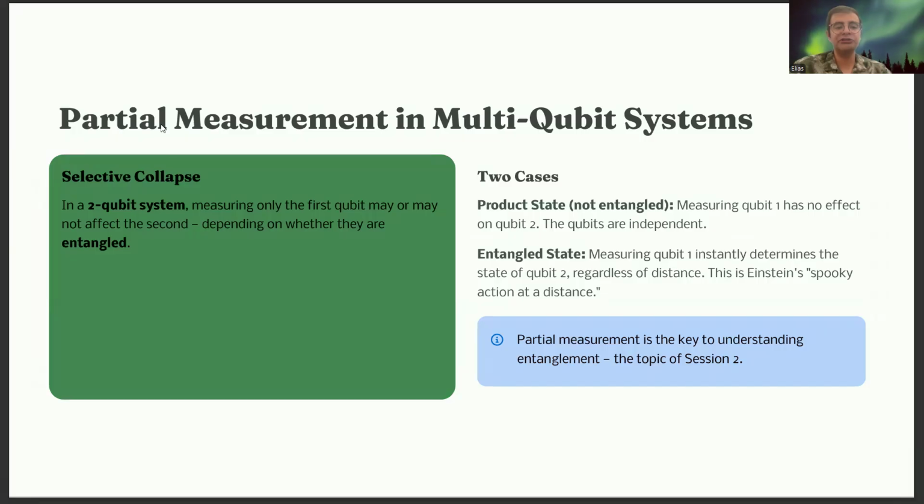And we also have partial measurement. We have two cases here. If they are in a product state, which means the two qubits are not entangled, measuring qubit 1 will not affect qubit 2. But if they are entangled, measuring qubit 1 will immediately determine the state of qubit 2 as well. And this is what Einstein called spooky action at a distance. Because regardless of how far two qubits are from each other, measuring one will immediately give you the state of the other qubit too.